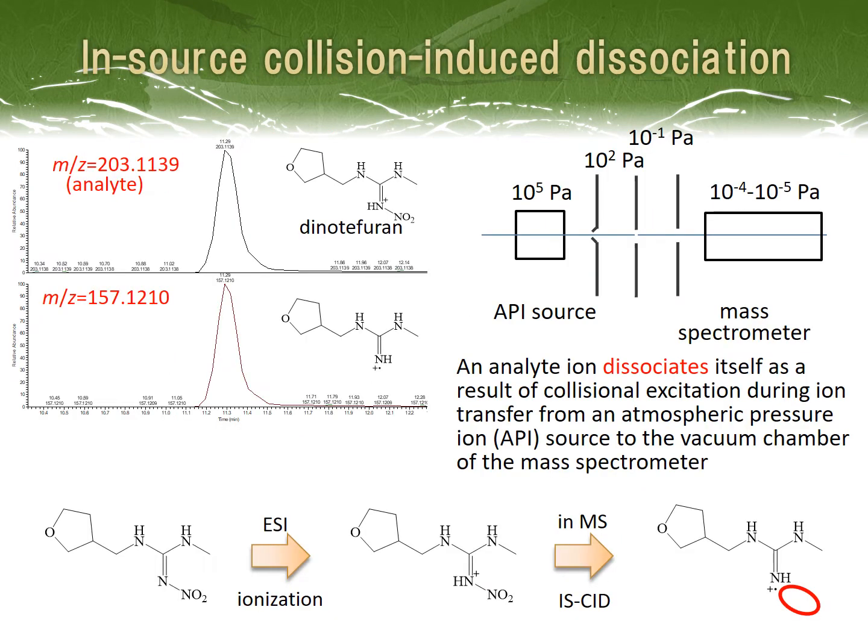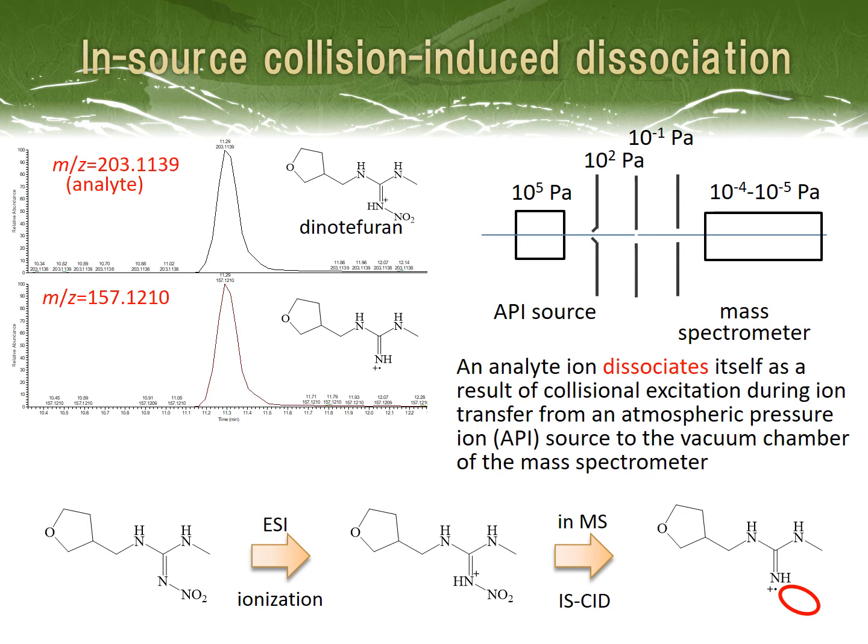Beware that you should not mix up an analyte's monoisotopic ion with an unintentionally produced fragment ion. An atmospheric pressure ionization, API, source like ESI is definitely a soft ionization technique. Most ions obtained by the API can keep themselves intact, and only a few ions cannot, resulting in fragmentation. Please see the extracted ion chromatograms shown on the upper left side.